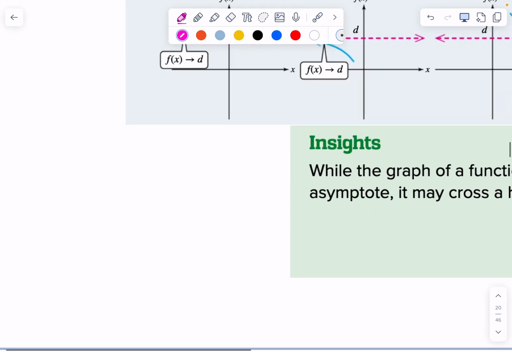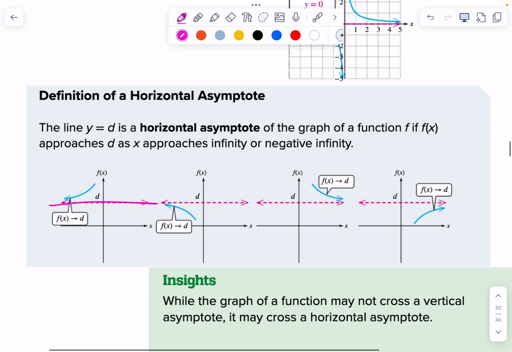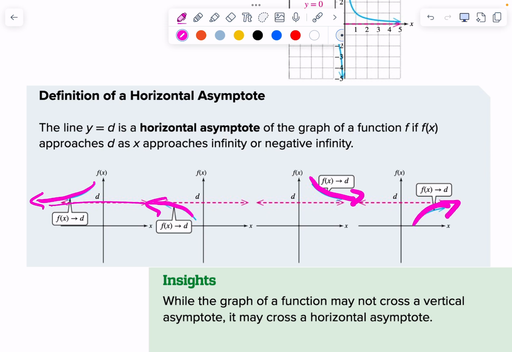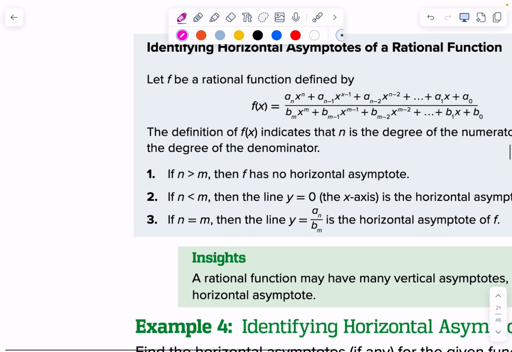There are rules for horizontal asymptotes. Here's what horizontal asymptotes look like. It's a horizontal line that he is approaching either from the top side or the bottom side, going forever to the right. Do you see what I mean by top side, bottom side? Like approaching on the top side of the line or the bottom side of the line. Those are horizontal asymptotes. Here's the rule. Go to the next page.